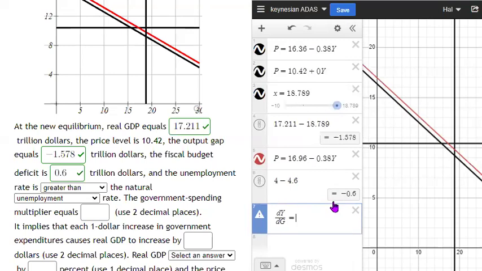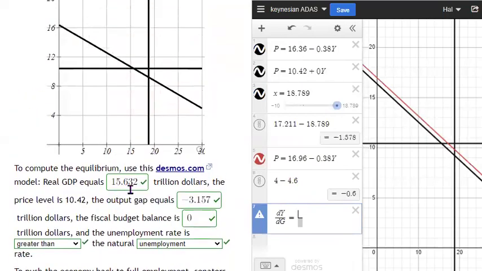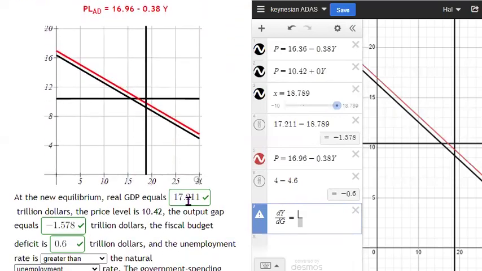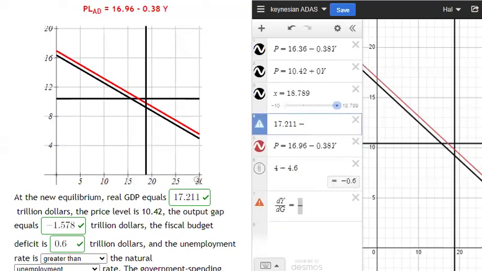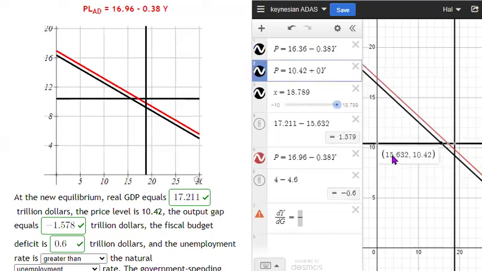And GDP increased from 15.632 to 17.211, right? So this right here is the new GDP level. What was the original GDP level? As I said, the original GDP level was 15.632, right here, right? 15.632. The new GDP level is 17.211.